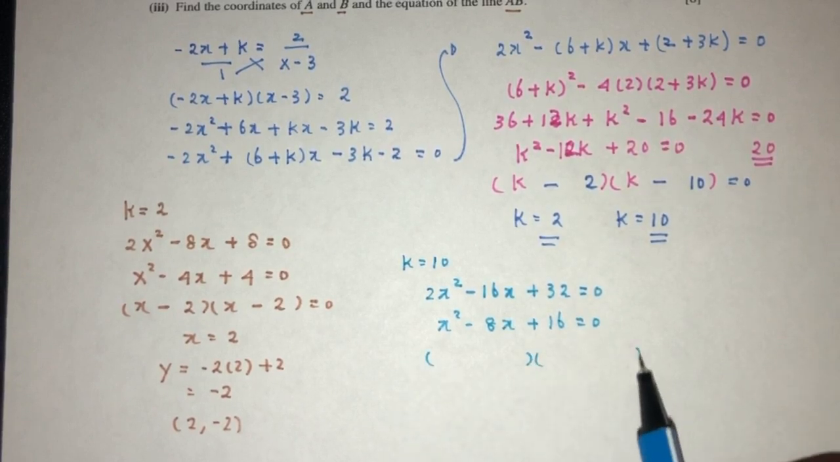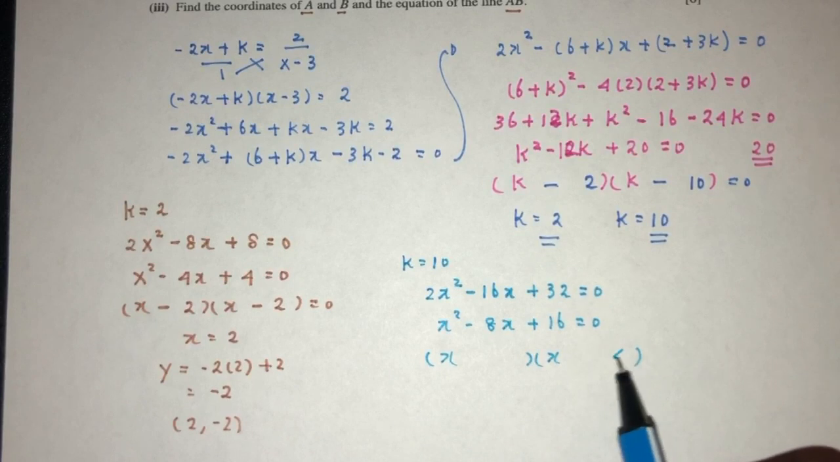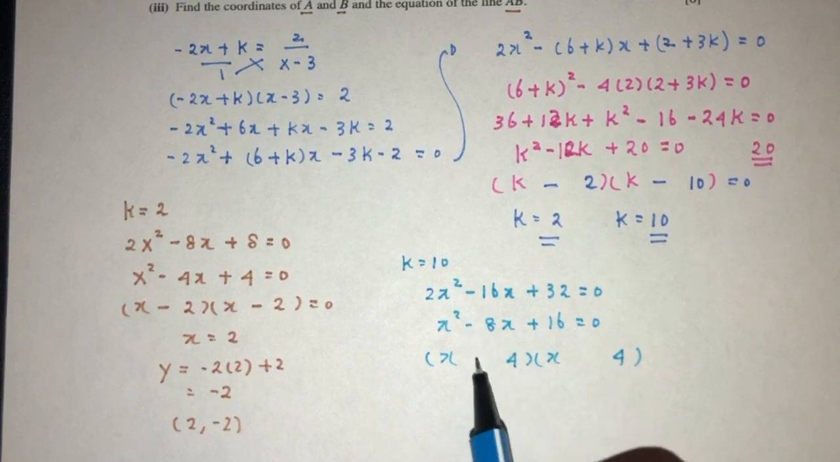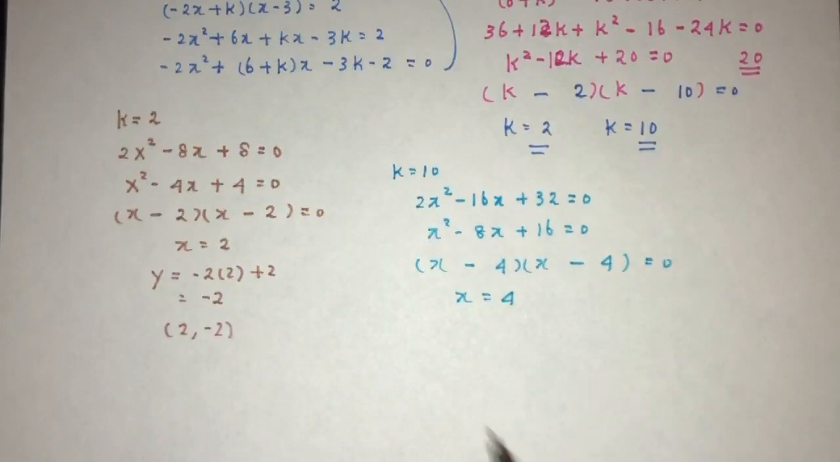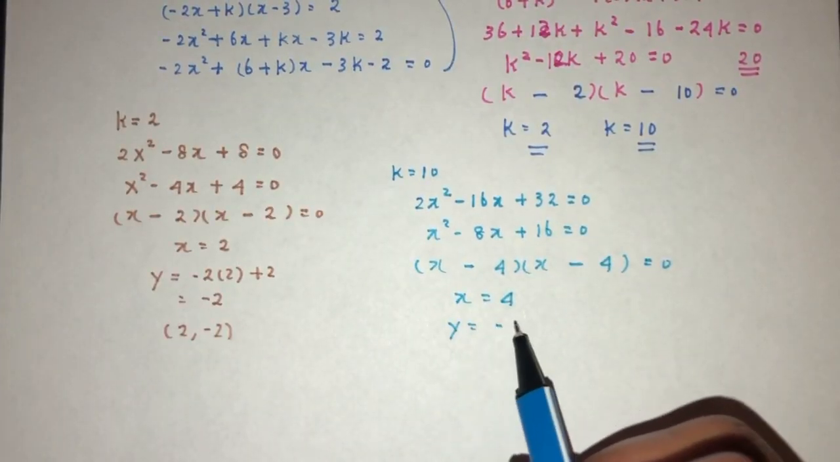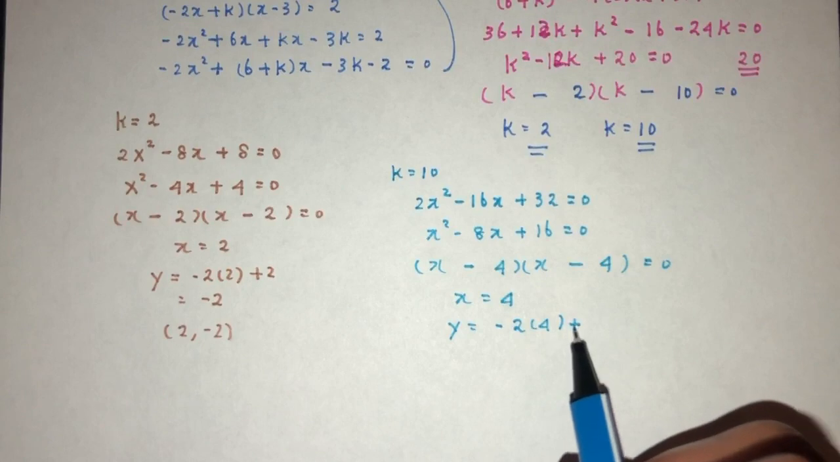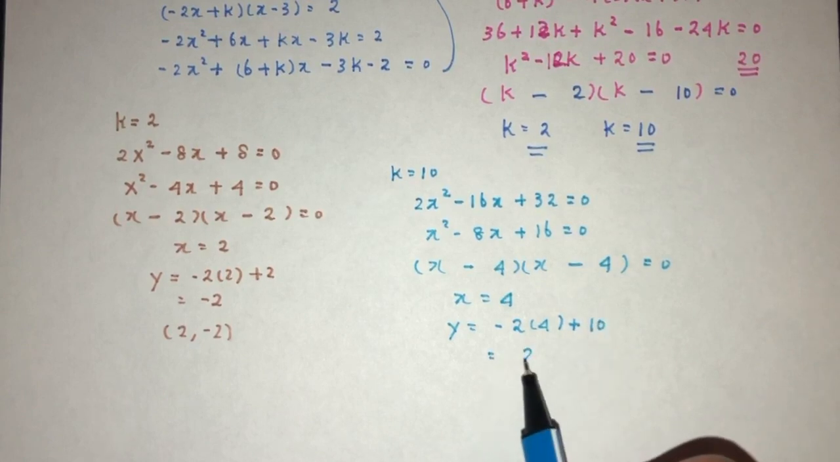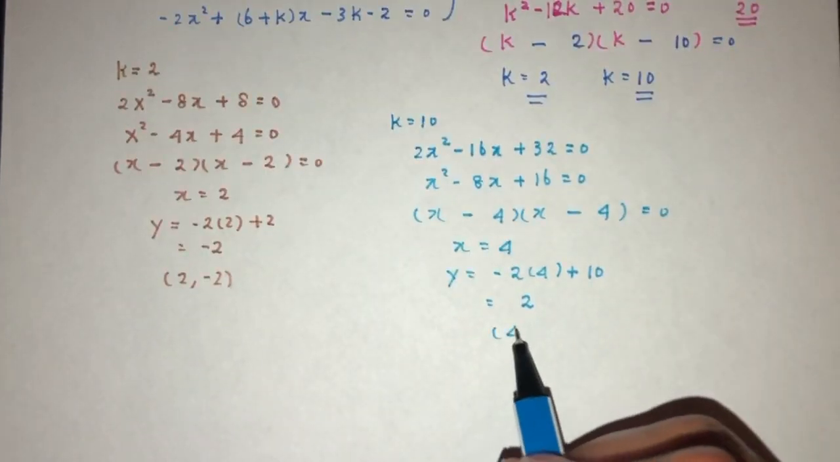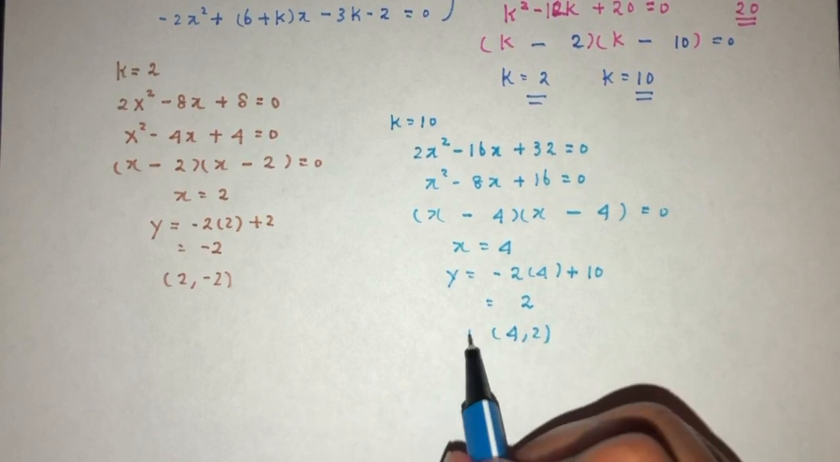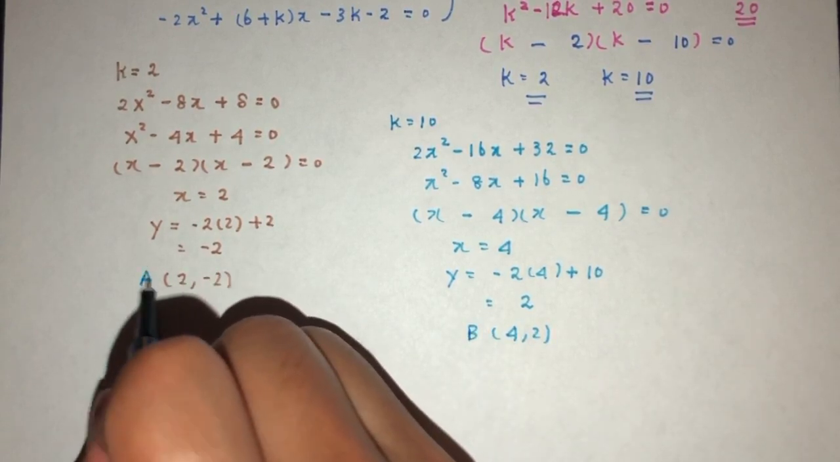Now factorize, x times x, 16 is 4 times 4. To get minus 8, we have to have minus 4 minus 4. x will be the value of 4. Now what is the value of y? Replace back in your equation. That will be minus 2 times 4, and plus k, which is 10. That should be the value of 2. That will be the point (4, 2). This is my point B. This is my point A.